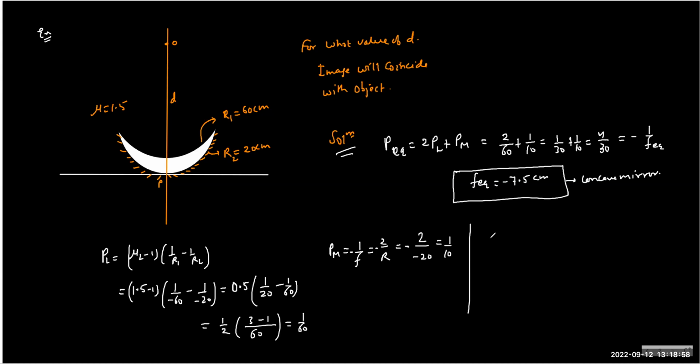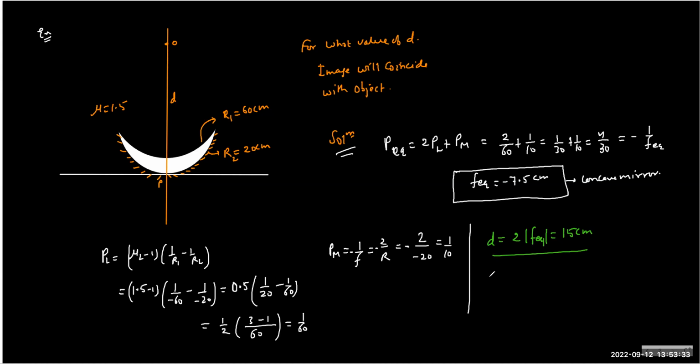So the value of d we can attach as twice the mod of f, because we just want one value, right? So the answer is 15 centimeter. D should be the value.